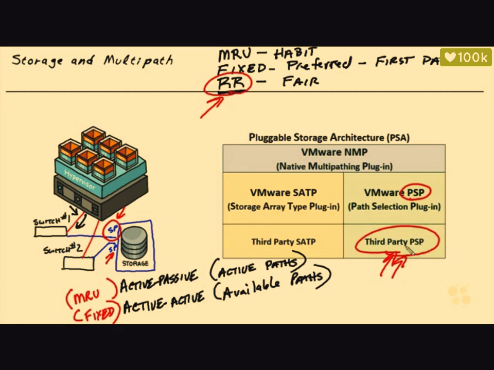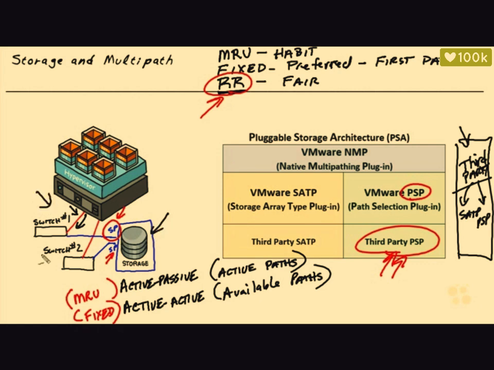And I guess I should point out that the other option that we also have available would be to not use VMware's native multipath plugin at all, and we could simply use a third-party one. And then with that third-party multipathing plugin, they would also be calling on their own SATP and their own PSP, regarding the storage array and the path selection policy from the ESXi host respectively.